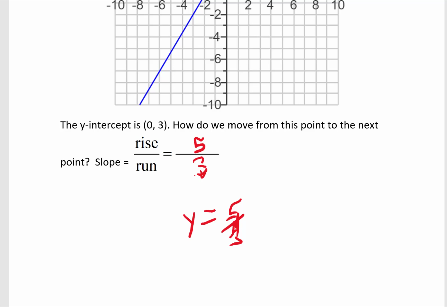Sorry, let me try this again. I'm not sure why my pen is acting so badly today. There we go: y equals 5/3 x plus, and my y-intercept was 3.